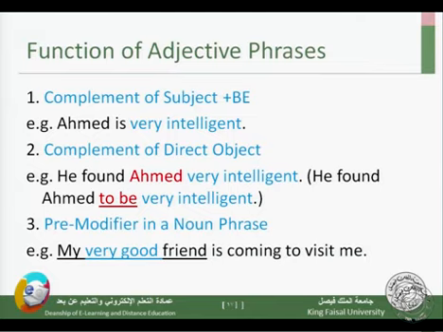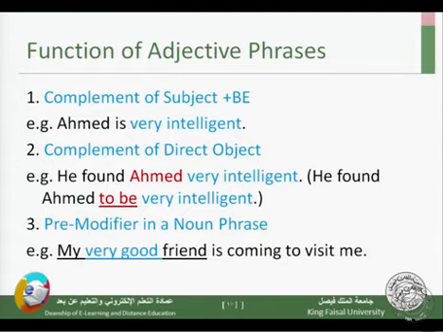So if you want to say that someone thinks of Ahmed as very intelligent, someone believes that Ahmed is very intelligent, we need a complement to convey this meaning. So he found Ahmed very intelligent. Very intelligent is a complement. It is an adjective phrase. We can restate this sentence as he found Ahmed to be very intelligent. Alright, so in this case this is the complement of the direct object.